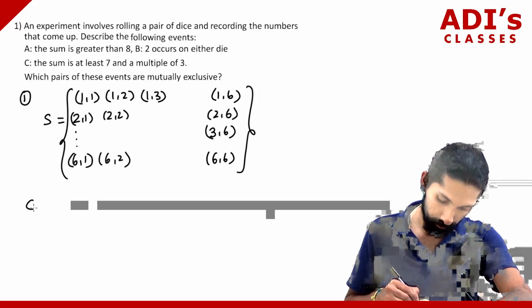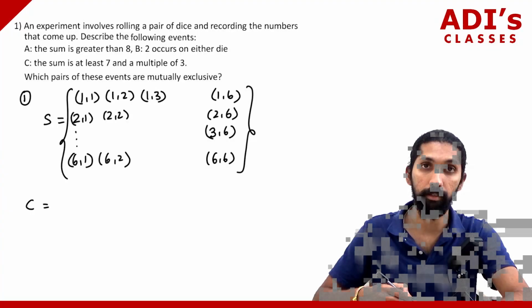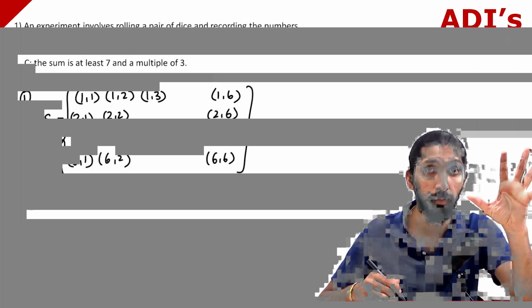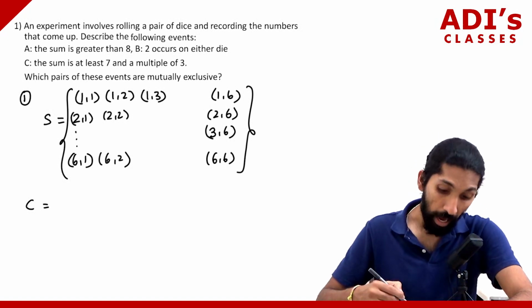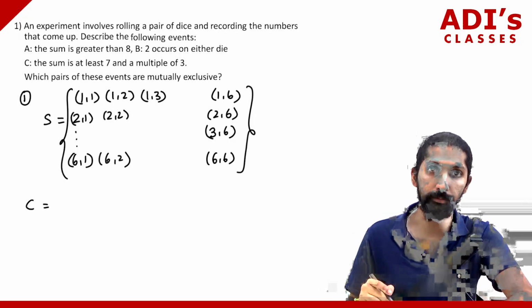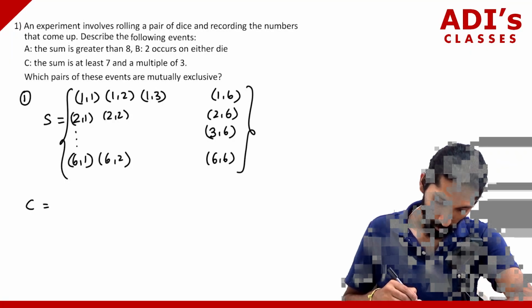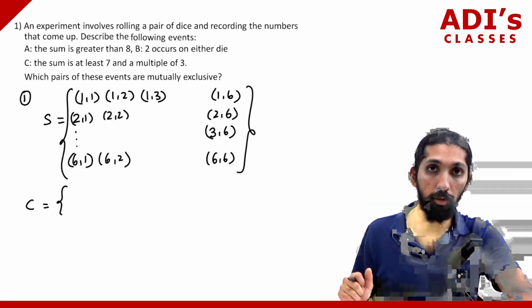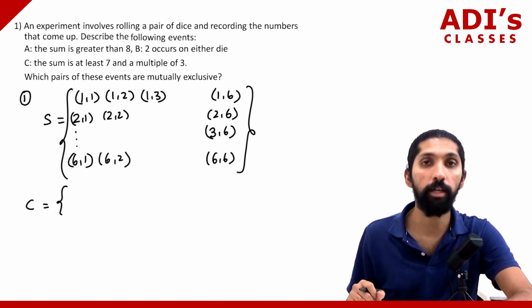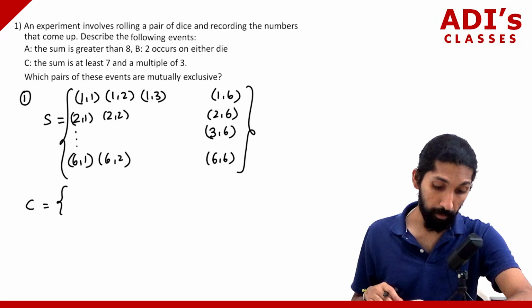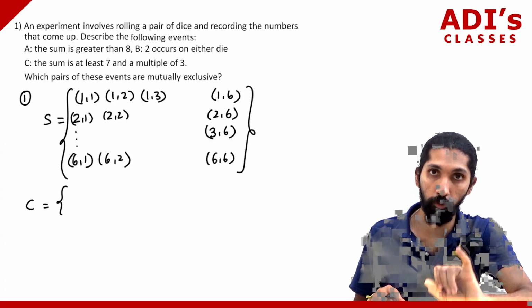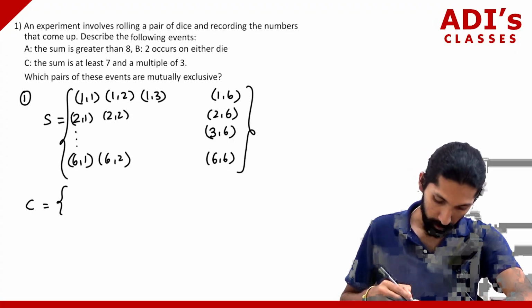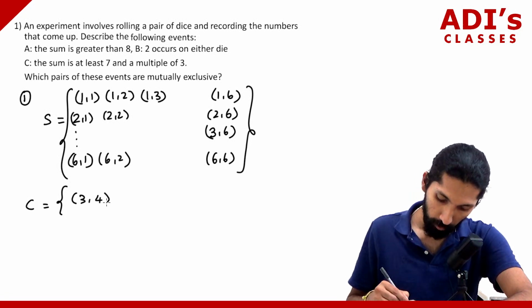Look at C. The sum is at least 7. That means it is 7 or greater than 7. That's going to be 7, 8, 9, 10, 11, 12. Isn't it? And a multiple of 3. So there is a condition. First, the sum has to be at least 7. First, we'll write down the numbers, or you can directly do it. So 4 comma 3, 3 comma 4. Two of them. Isn't it? So first is going to be 3 comma 4, 4 comma 3.